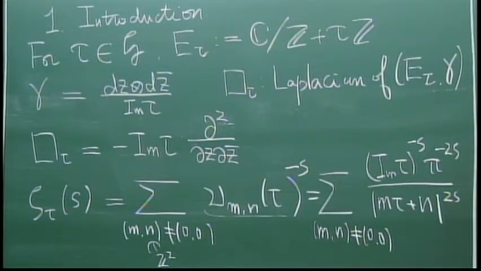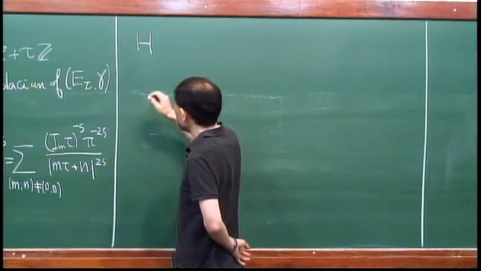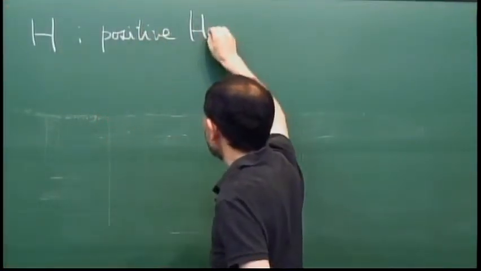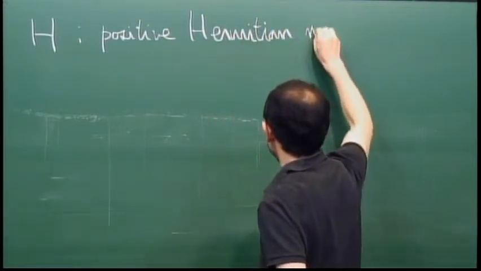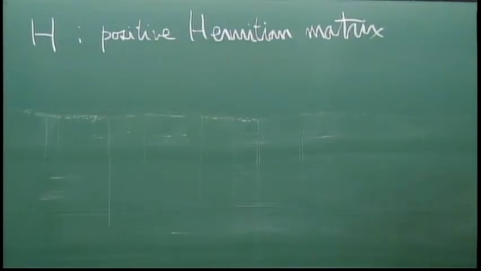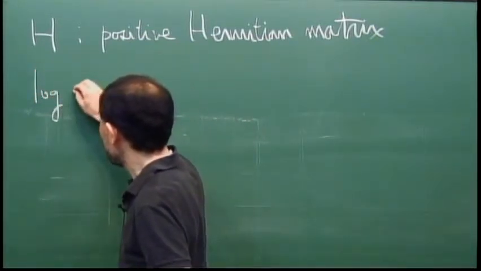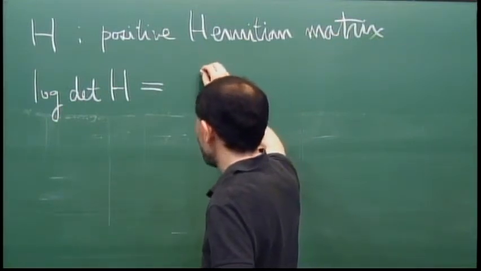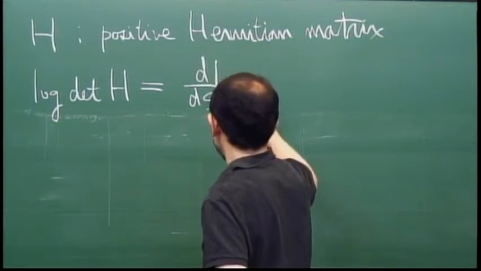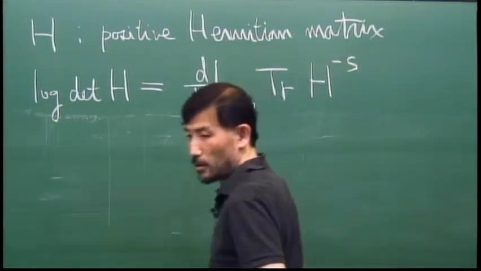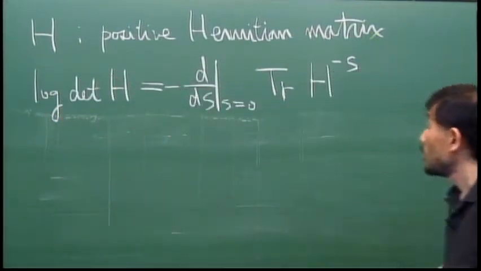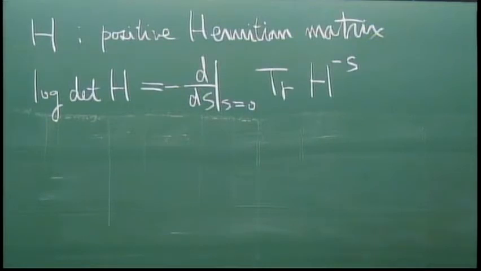I think it is Ray and Singer who introduced the notion of regularized determinant of the Laplacian. Let me explain this notion. If H is a positive definite Hermitian matrix of finite dimension, then you have this formula: log of the determinant of H is given by, maybe I forget my sign here, minus the derivative of the zeta function of a finite dimension.